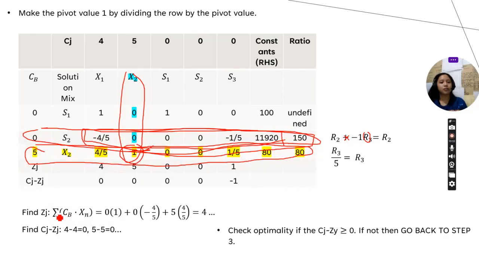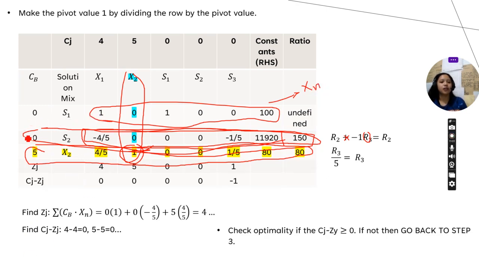We have this formula, the summation of CB times XN. This is the XN. Yes, this is the XN. The XN here. These are the XN, where N is any constant.